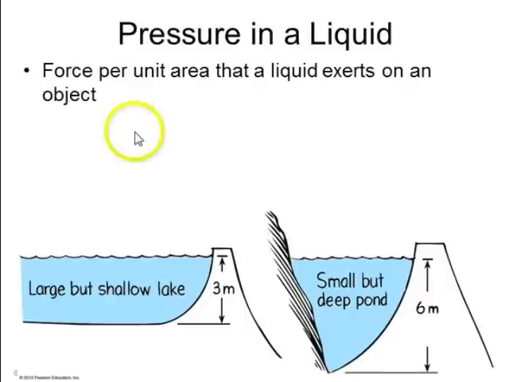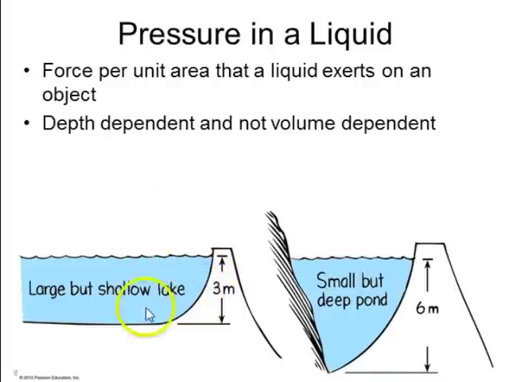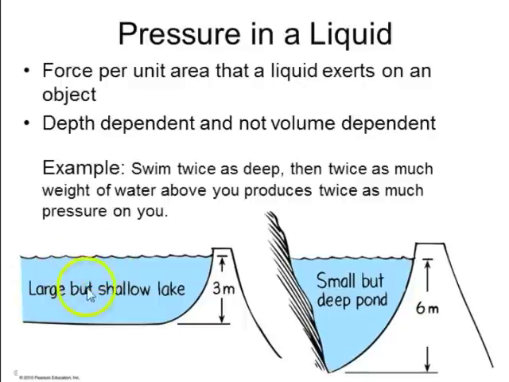So in a liquid, the force per unit area that a liquid exerts on its container is called the pressure. And the pressure depends on depth. Okay? So for example, here's a large but shallow lake. If it's 3 meters deep, it has some pressure at the bottom of that lake. If you have a small but deep pond, the pressure at the 3-meter depth will be the same as the pressure at 3-meter depth in the shallow lake, and it will continue to increase. So at the bottom of the pond, it's twice as much pressure as at the bottom of this lake.